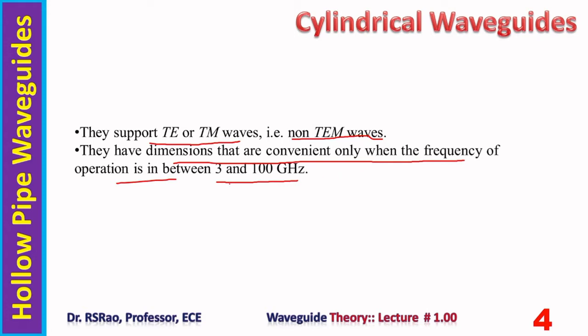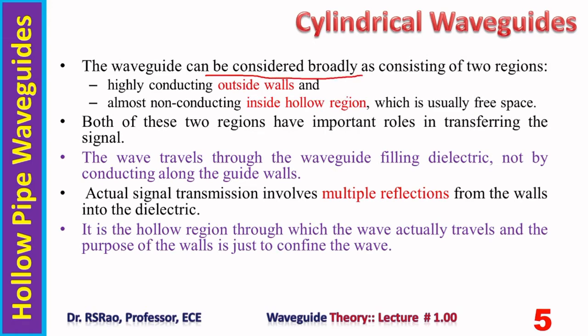If you try to design a waveguide that can transmit frequencies below 3 gigahertz, the dimensions of the guide become too large to handle comfortably. So only when the wave frequency is between 3 and 100 gigahertz, the dimensions of the guide are comfortable to handle. A waveguide can be considered broadly as consisting of two regions: highly conducting outside walls and an almost non-conducting inside hollow region, which is usually free space. Sometimes a dielectric may also be filled, but most of the time it is air.